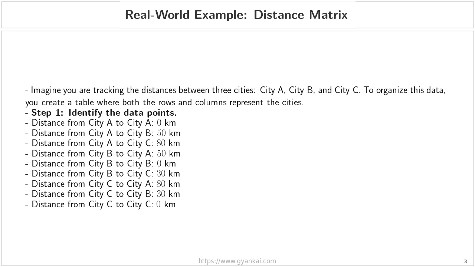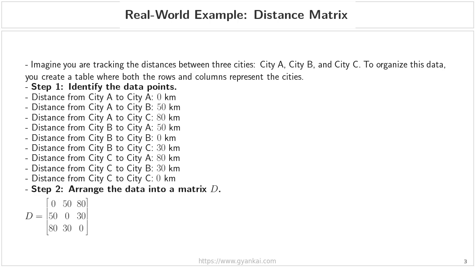The distance from City A to itself is 0 kilometers. The distance from City A to City B is 50 kilometers, and from City A to City C, it is 80 kilometers. Moving to the next city, the distance from City B to City A is 50 kilometers, from City B to itself is 0, and from City B to City C is 30 kilometers. Finally, the distance from City C to City A is 80 kilometers, from City C to City B is 30 kilometers, and from City C to itself is 0.